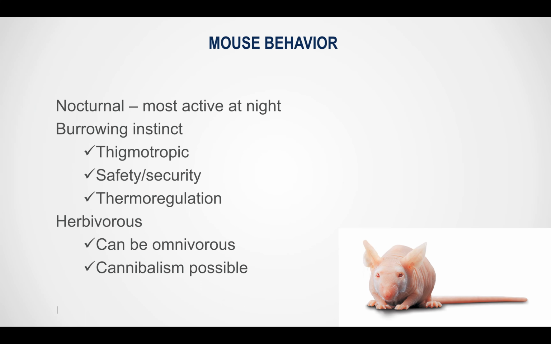Mice are also herbivorous. They can be omnivorous, okay? And in an overcrowded situation, mice actually can be cannibalistic. So that's something to always keep in mind, is to minimize overcrowding, because the mice will take care of that otherwise. And it's very unpleasant to actually see when that's happened.